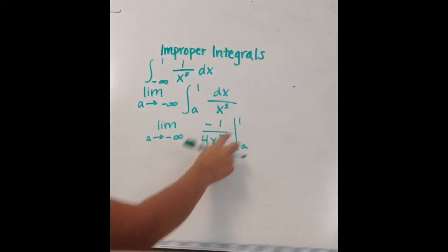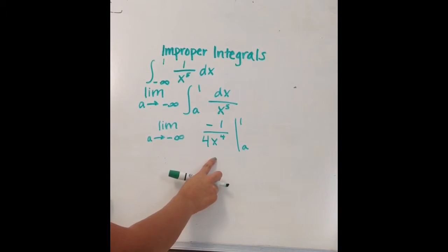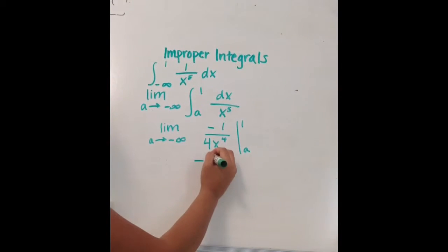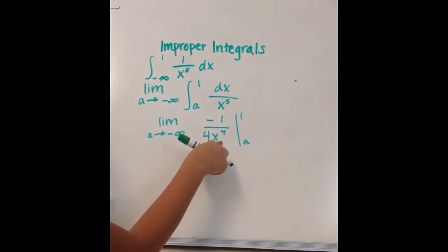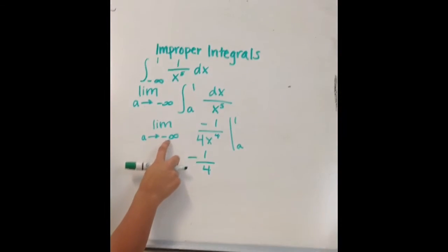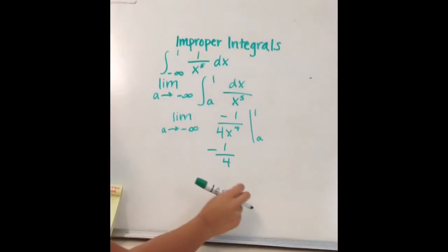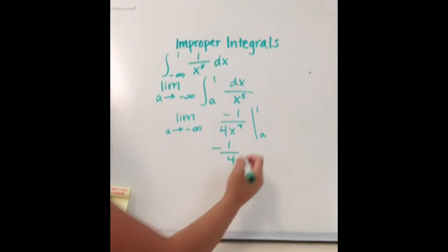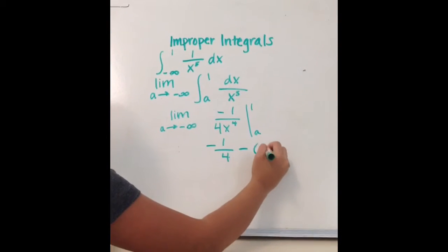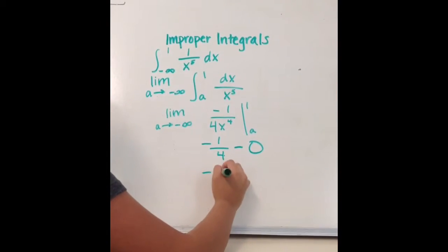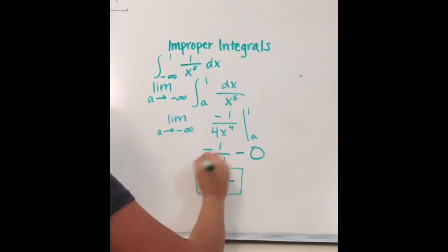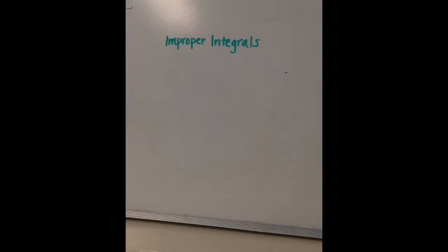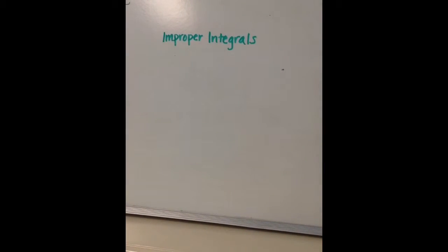So if we replace 1 into the function, we get negative 1 over 4. And then if we replace a, it approaches negative infinity, so the negative 1 over 4a to the 4th becomes insignificant. So it becomes minus 0. So the answer to this problem is negative 1/4. Done. Okay, so this problem is going to be a little more complicated because it involves integration by parts.